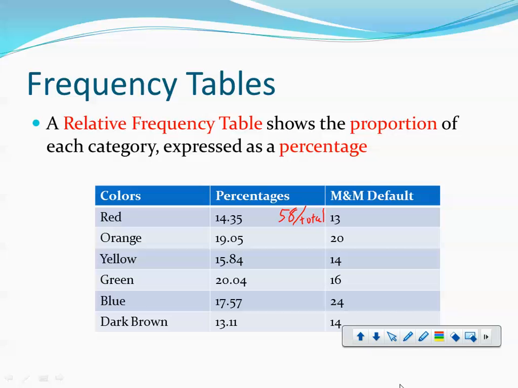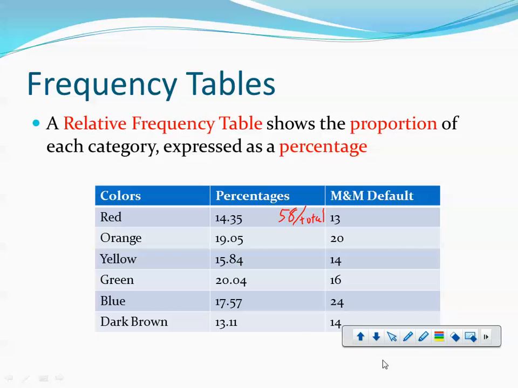Whereas dark brown, 13.11. Whereas green was 20%. That was what, 81? Yeah. Okay. So frequency tables show counts, relative frequency tables show percentages. That word relative will show up anytime you see relative, it's talking about percents. Any questions, comments, concerns so far?